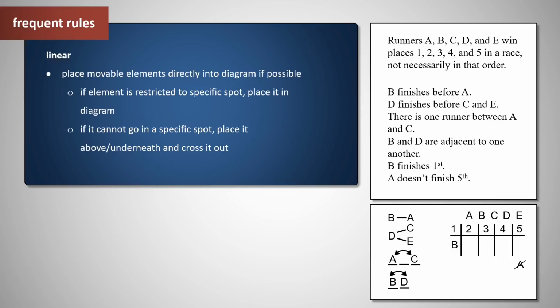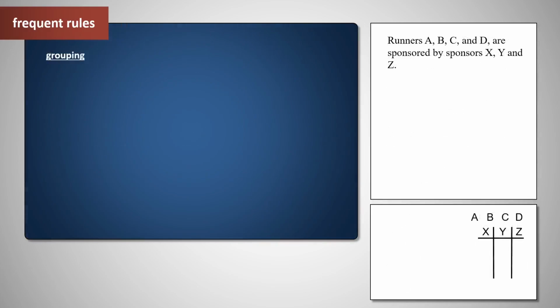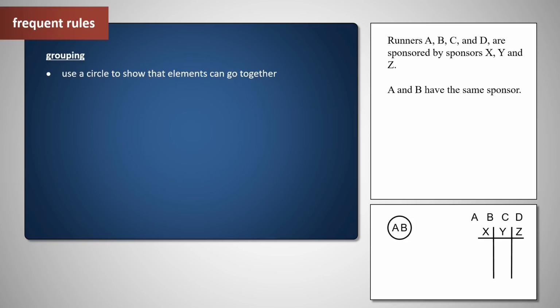Okay, let's take a look at some of the frequent grouping rules. A common thing is that you can use a circle to show that elements can go together. For example, if you have a rule that says A and B have the same sponsor, that means A and B are going to go in the same column, so you would draw A and B with a circle around them. It's fairly straightforward. That just basically means that wherever you find A, you always have to find B.